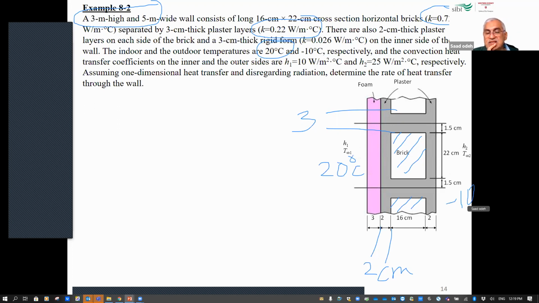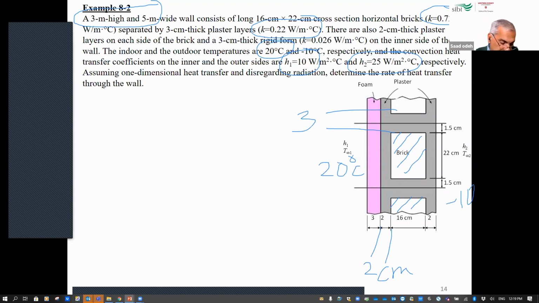So -10 outside, 20 inside. Also given are the heat transfer coefficients of the outside air and inside air. So all this information is given. You can start finding the thermal resistance of each layer. The first thing you need to do is find how many thermal resistances there are and the arrangement of these thermal resistances so that you don't make a mistake.